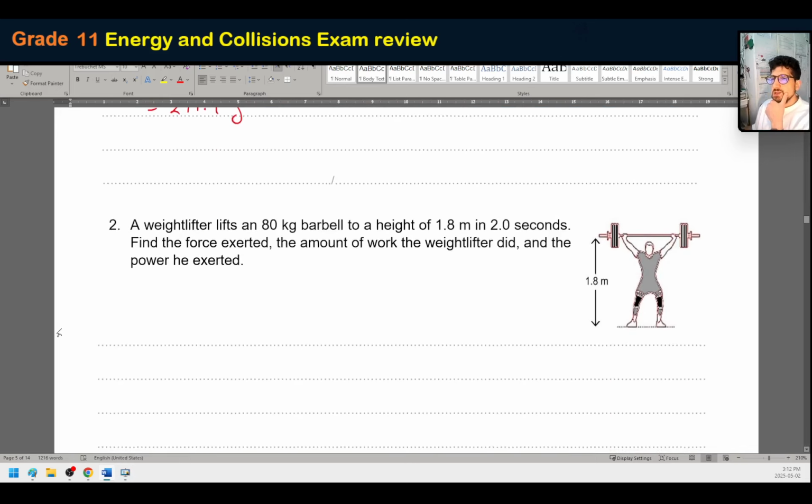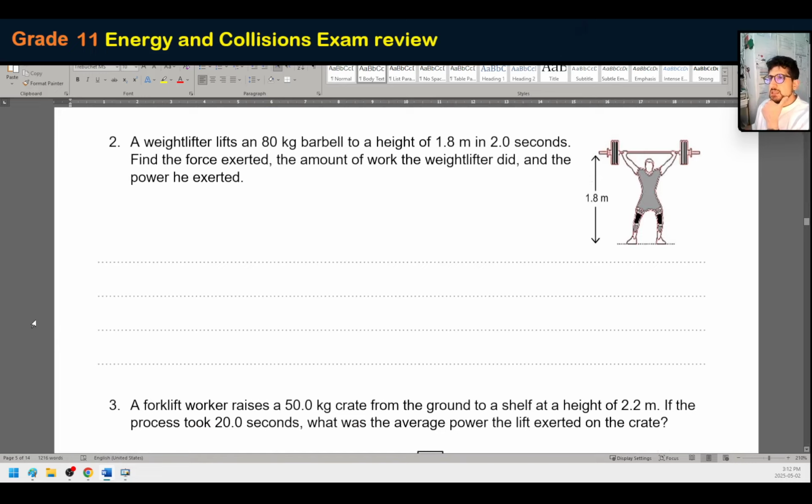Okay, let's keep going. A weightlifter lifts an 80 kilogram barbell to a height of 1.8 meters in 2 seconds. Find the force exerted, the amount of work the weightlifter did, and the power he exerted. Okay, so obviously this is a male weightlifter and he's lifted a barbell. We need to find the force, we need to find the amount of work, and we need to find the power. So those are 3 different things.